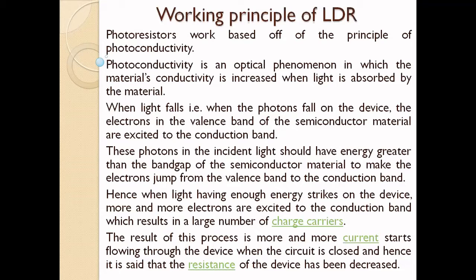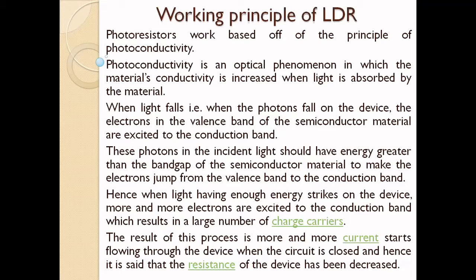If you give more light, or more photons fall on the LDR, more electrons will jump from the valence band to the conduction band. So a greater number of charge carriers are available. Suppose the circuit is closed, the current will flow through the circuit. When the current flows through the circuit, the resistance value automatically decreases. So when a greater amount of light falls on the LDR, more electrons will jump from the valence band to the conduction band.